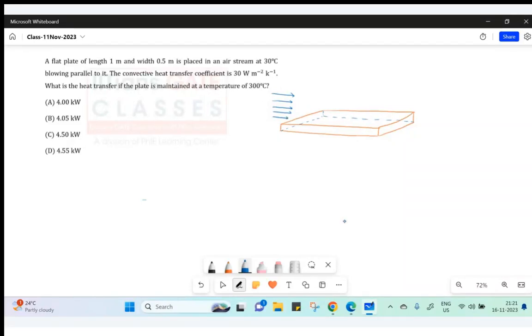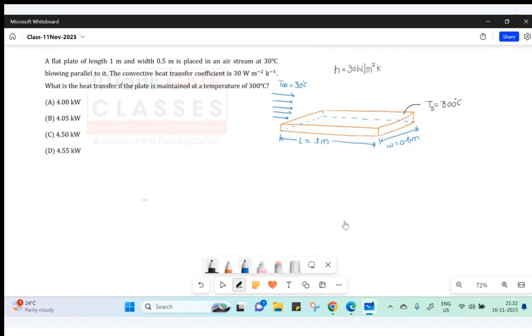So top surface, your free stream fluid, which is T infinity, is 30 degrees. Length of the plate, they have given here as 1 meter. And width, they have given as 0.5 meter. Plate, look at it. Plate is maintained at 300 degrees, surface of the plate. Heat transfer coefficient is given to you as 30 watt per meter square Kelvin.